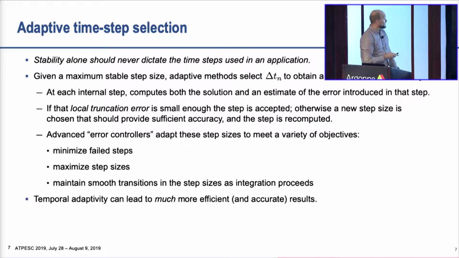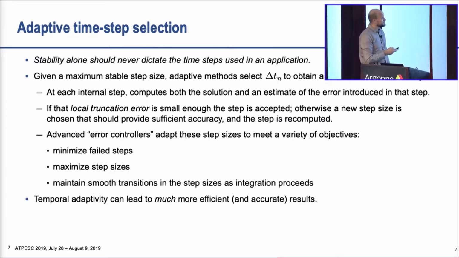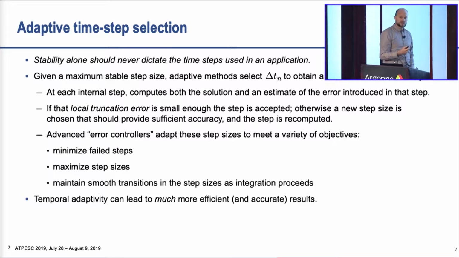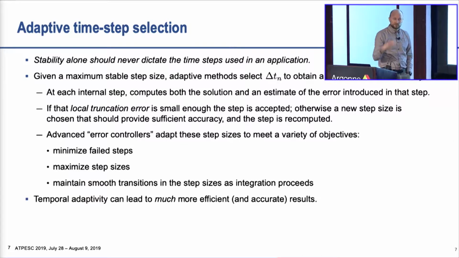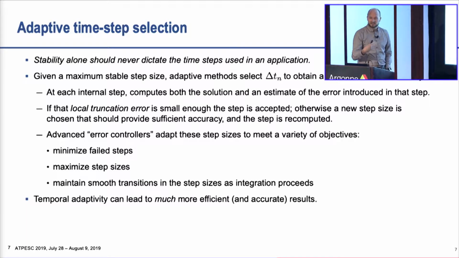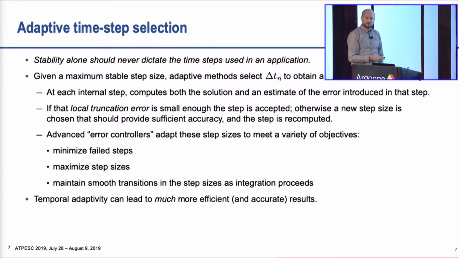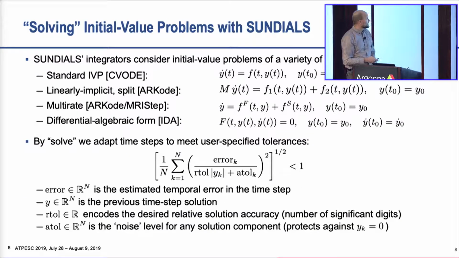And we'll adapt that time step size accordingly to get as fast as possible the answer with the accuracy that you seek. And so the basic premise is that each step we compute both a solution and an estimate of our error that's induced in that step. If that error is too large, we throw out that entire time step and recompute it. If that error is small enough, we accept it and then pick a new time step size so the next one will be as big as possible but will still meet the accuracy requirements. And so temporal adaptivity can lead to much more efficient and accurate results than if you just use a fixed time stepping kind of approach.